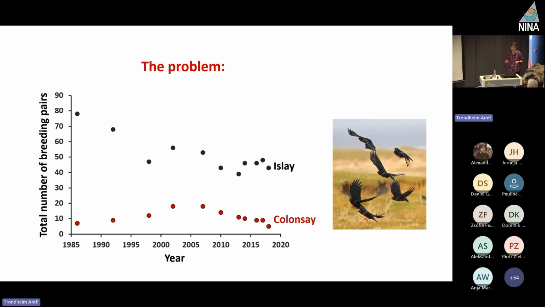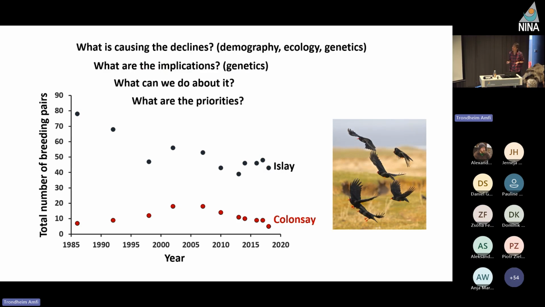So my job as a scientist with this system that the government conservation agencies are interested in is what is causing these declines, what combination of ecology, genetics, and resulting demography, what are the implications of those declines, so the feedback on the genetics, what can we do about it, and so what should the priorities be? And to answer those questions, I first just need to tell you a little bit about the ecology of the system.